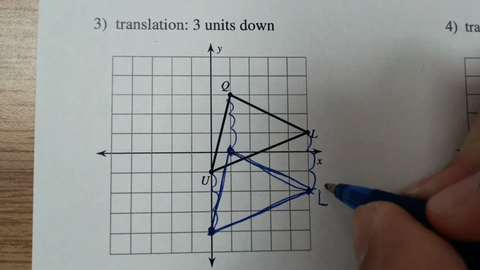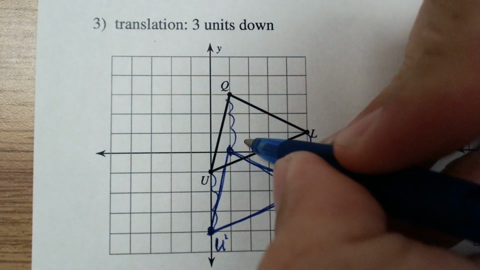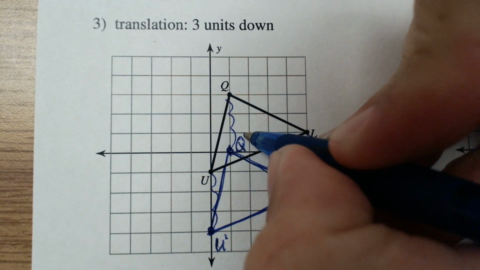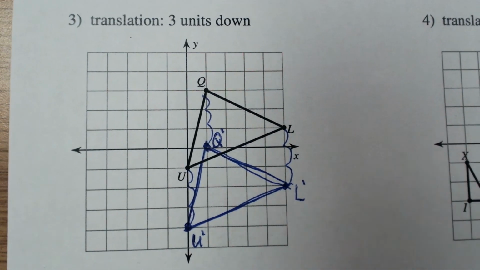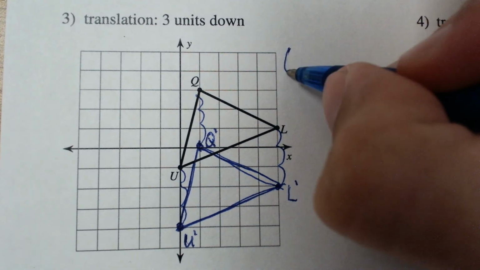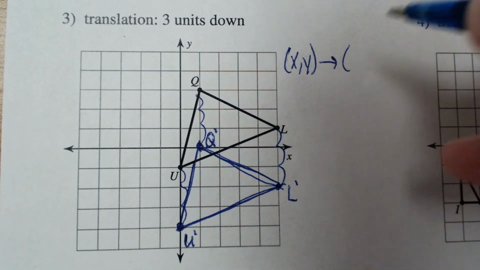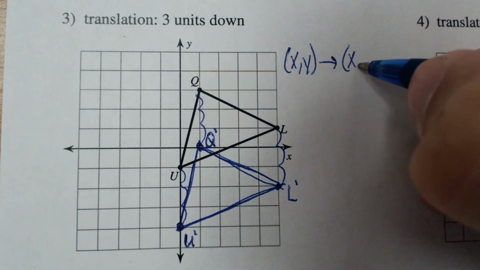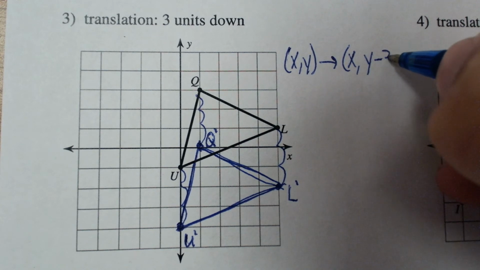That is L prime, U prime, and Q prime. Okay, and notice on this one, we only moved one direction. All we moved was down. So we didn't move left and right any, which means our x stays the same, and we have y minus 3.